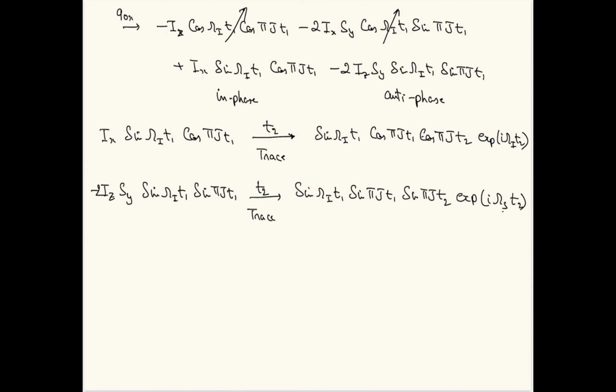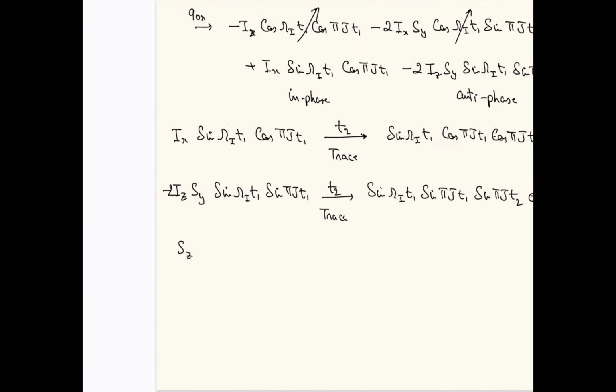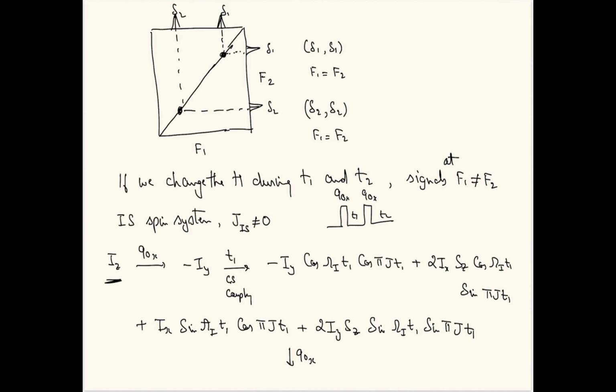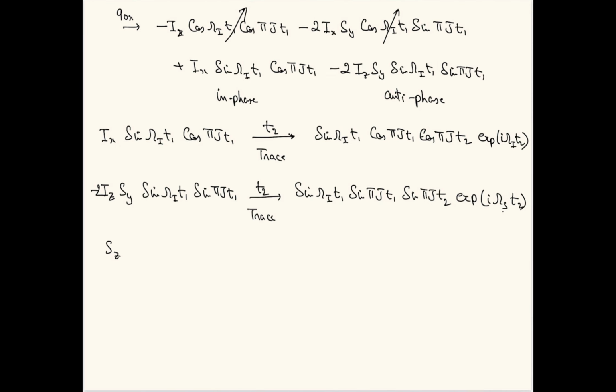Now similarly, if we start from Sz magnetization, because initially we started with Iz magnetization, in the same way we can start with Sz magnetization and we end up with complementary terms. So I'm going to write the terms directly, which come after evolving up to t2 and then after taking the trace. So all you will get is the complementary term of this and this, right?